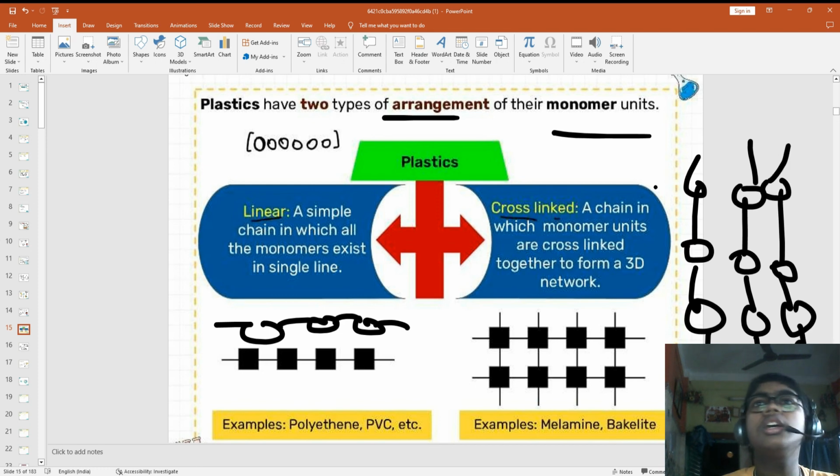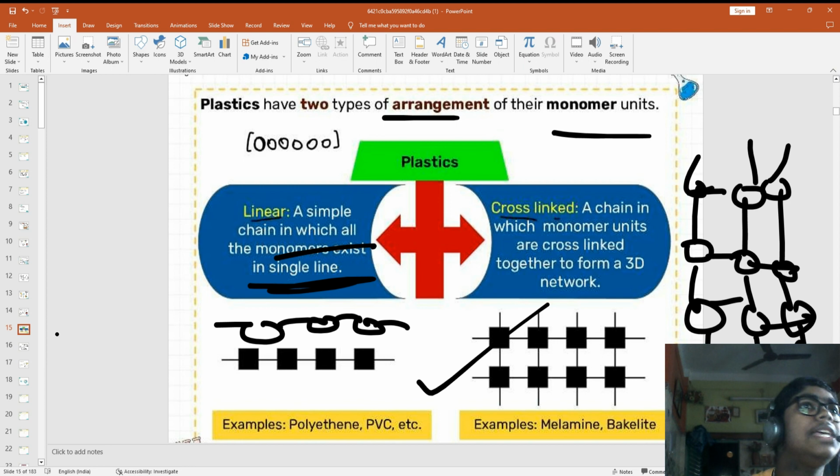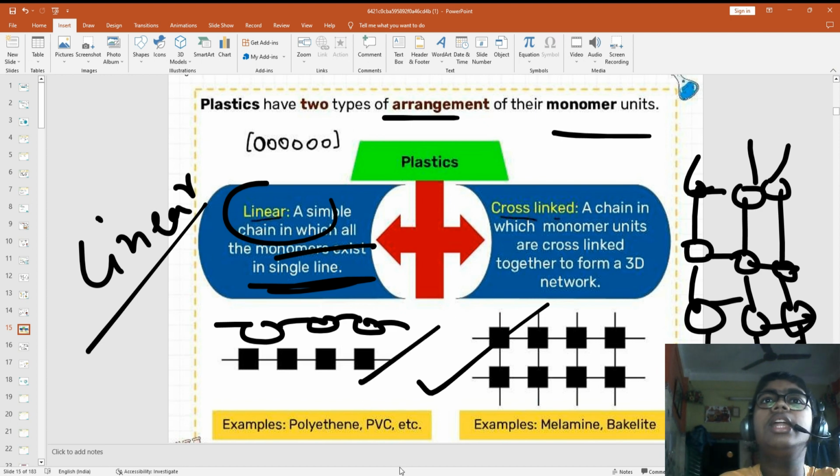Okay, these are the linear units. Now join it. Okay, that becomes cross-linked. So a simple chain where the monomers are in a single line, when something is in a single line, in math you study it is called linear. That's why when the monomers are arranged in a single line manner, they are known as the linear arrangement, like you can see in polythene and PVC. Why you can see that, I am going to discuss in the next slides.